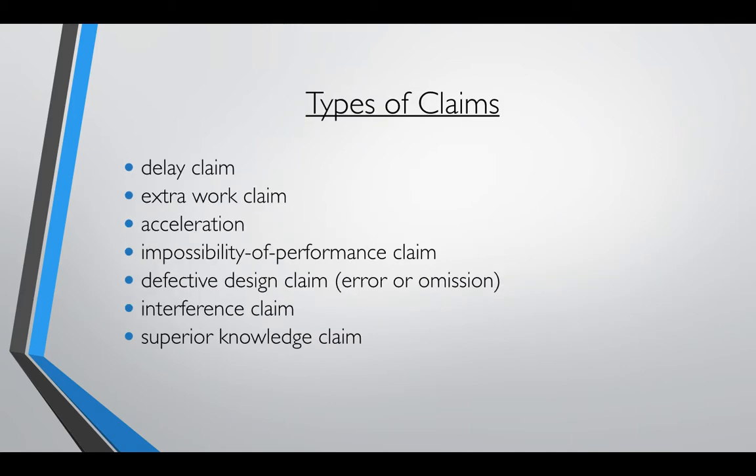So what are the different types of claims? You have a delay claim. That's basically what it says. If there's something delaying the contractor from proceeding, they can submit a claim. Extra work claim: work that was not called for in the scope of work, entitling the contractor to a claim or a possibility of a claim. Acceleration, accelerating the work. Impossibility of performance claim. Defective design claim, an error or omission. Interference claim. Superior knowledge claim.